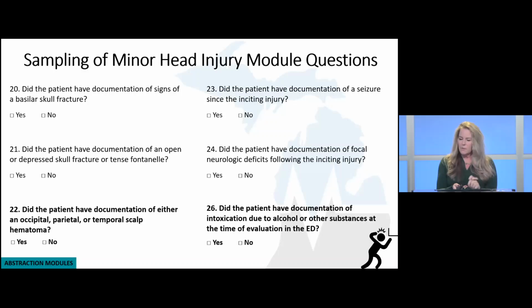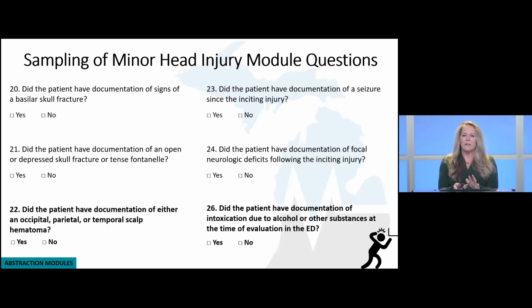No frontal on this one, but it's also bolded because I found there's many creative ways to talk around a hematoma. So we're trying to determine if it is or not. I'll get to that a little bit later too. Did the patient have documentation of a seizure since the injury? And do we have any focal neural deficits? We have major cheat sheets for the abstractors on that one.